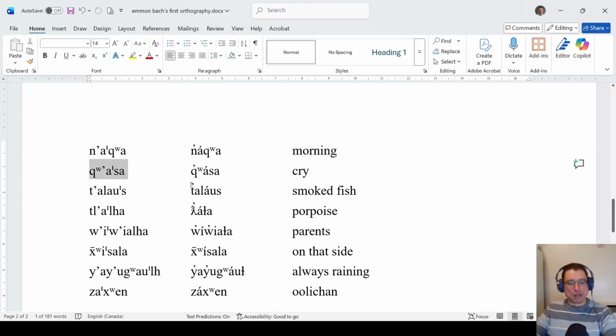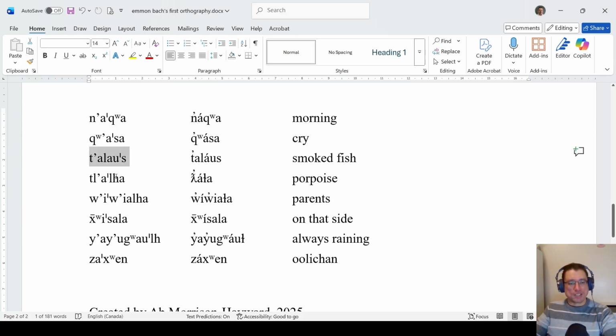Kwasa. So you see this is lengthened a little bit because you have the Q followed by the small raised W, and then the apostrophe coming afterwards, and then the accent coming after the A. Whereas in later iterations, you see the apostrophe on top of the Q to make it ejective. Then the small raised W, and then the accent mark on top of the A, and kwasa means to cry.